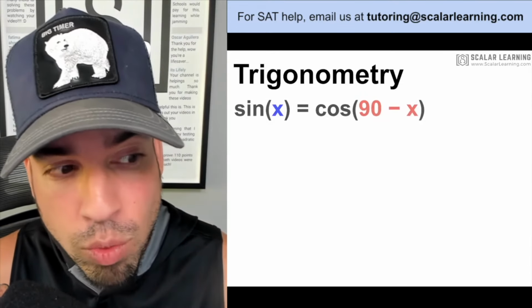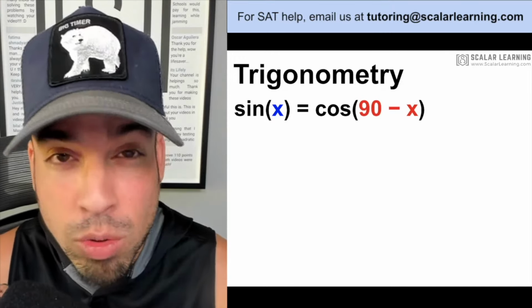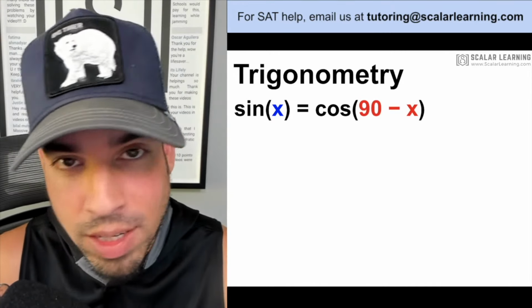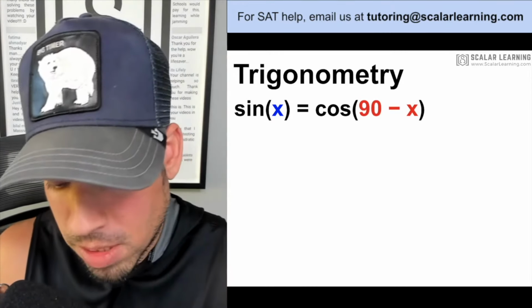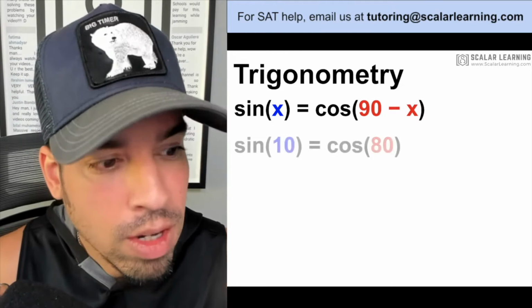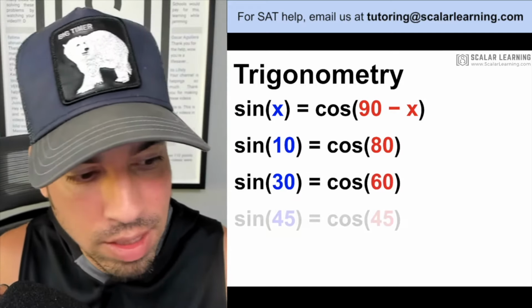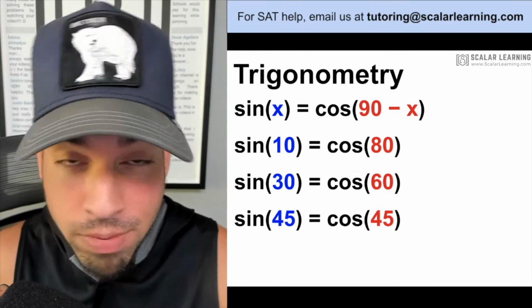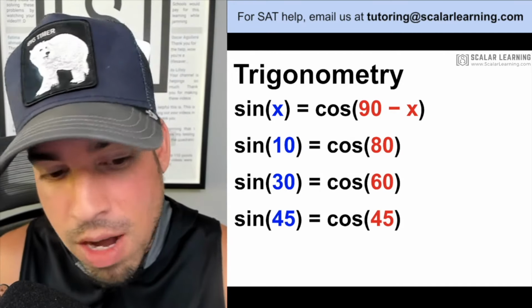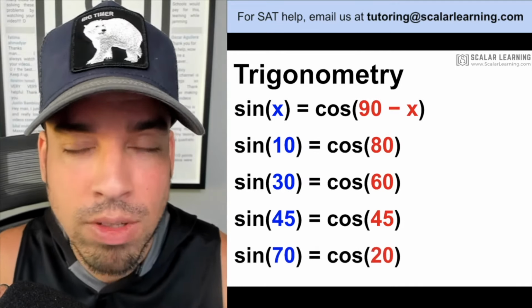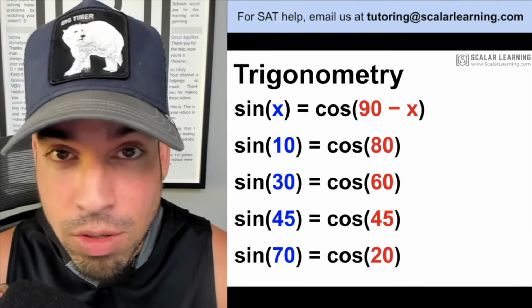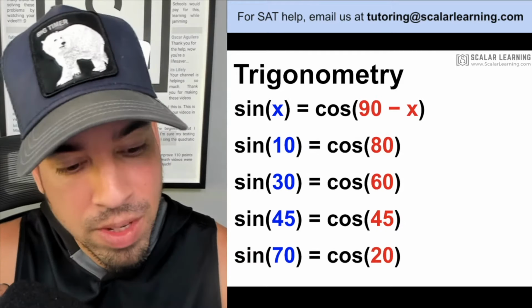Another very important rule to remember, sine of x equals cosine of the complement. Just some quick examples because they test this all the time. It's a lovely shortcut if you remember it. Sine of 10 is the same as cosine of 80. Sine of 30 is the same as cosine of 60. Sine of 45 and cosine of 45 are equivalent because 45 and 45 are complementary. So that's just some good stuff to remember because they do like to test it. You can still figure it out other ways, but it's a nice shortcut.